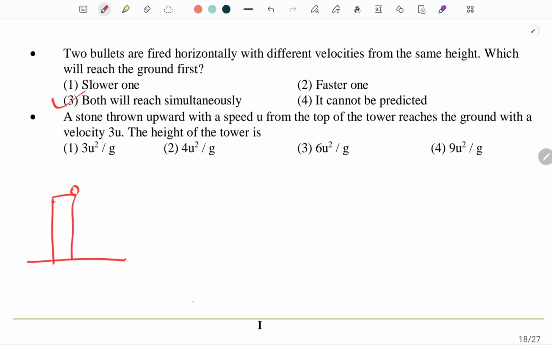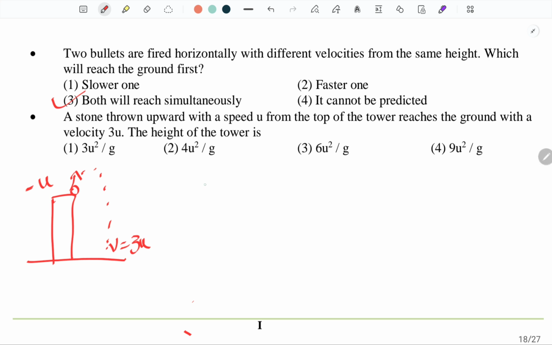Stone is thrown upwards, he says. So when it is thrown upwards, I can take u as minus u, okay? And when it is reaching the ground, the velocity he has given is 3u, okay? Downward I have taken positive, upward negative, any way you can take, okay? The height of the tower, that's all he has asked here.